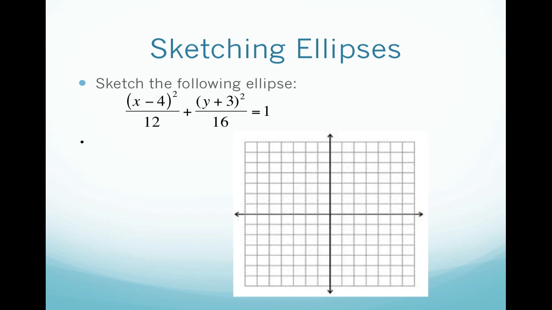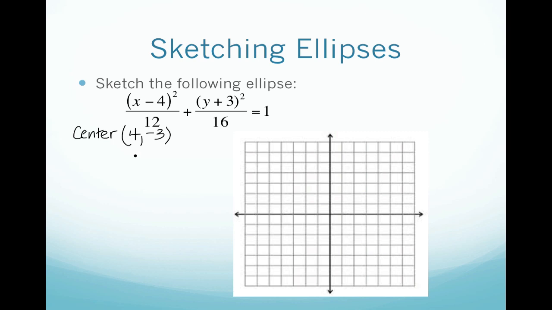So the center is pretty easy. The center of this ellipse is going to be h comma k. So the opposite value of -4 will be +4, and then the opposite of 3 is -3. So there's our center.